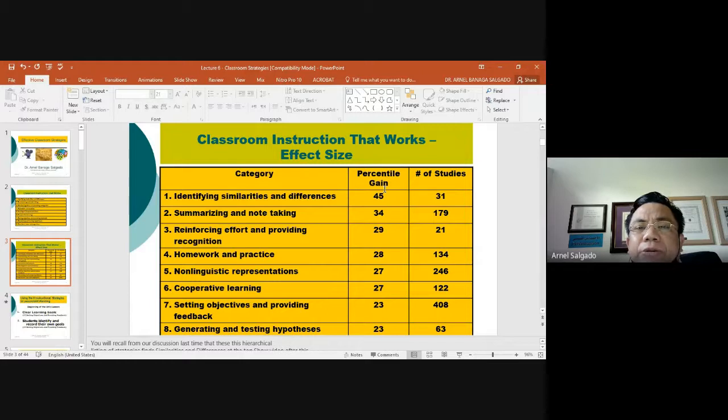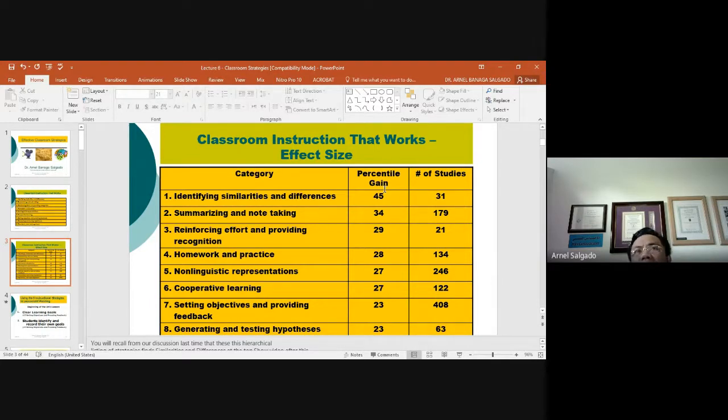Summarizing and taking down notes, 34%, and then 179 of the studies. The reason why there is a large number of this is because nowadays students do not take down notes. Nowadays students record. There should be no problem with recording. Or just out of laziness also, students do not take down notes.